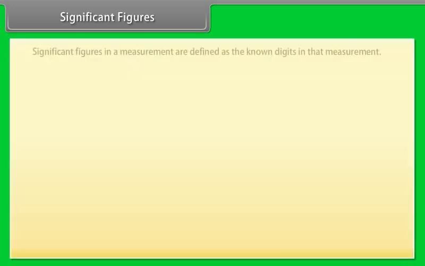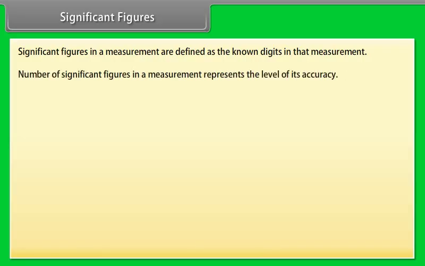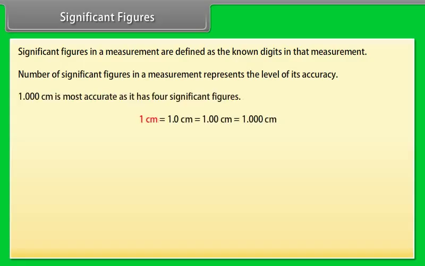Significant figures. Significant figures in a measurement are defined as the known digits in the measurement. The number of significant figures in a measurement represents the level of its accuracy. It means the more significant figures a measurement has, the more accurate it is. Let us take an example. 1.000 centimeter is most accurate as it has 4 significant figures.